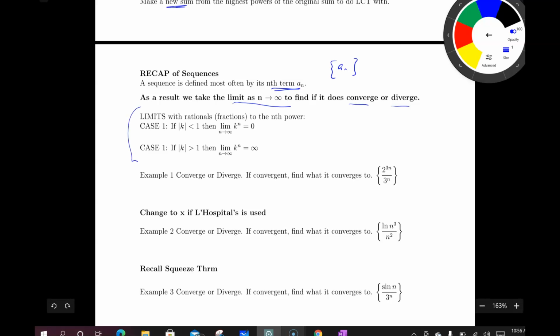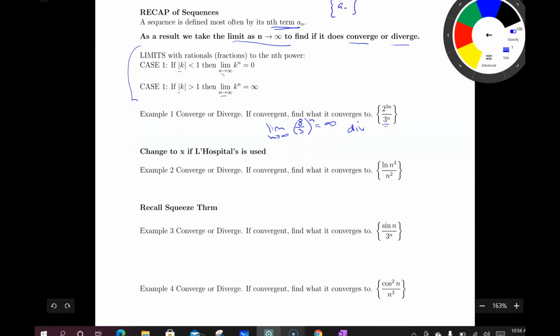These are limit facts we've used in sums as well. If the absolute value of k is less than 1 or bigger than 1, we're taking a limit of a number to the nth power. So for this one, the limit as n goes to infinity, if I simplified this, this would be 8/3 to the nth power, right? So this would equal infinity. That means that this sequence would diverge.